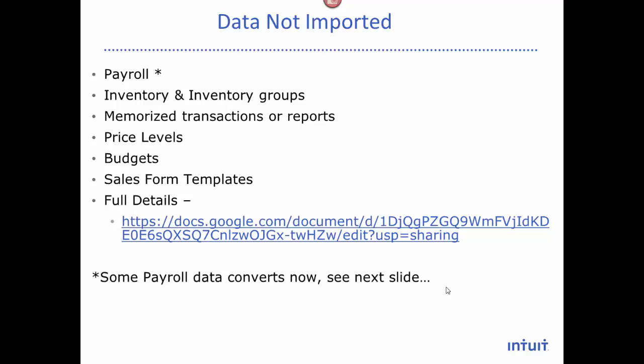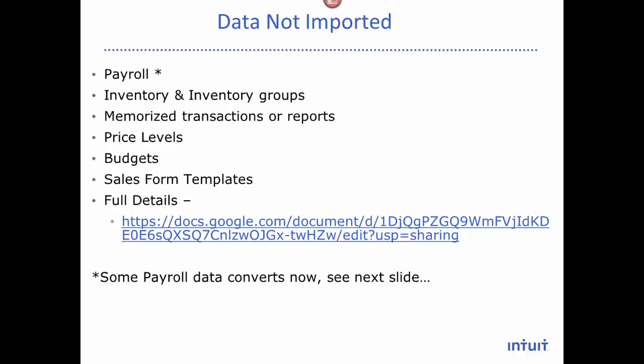Memorized transactions and reports do not convert, at least at this time. Price levels, there aren't any price levels in QBO anyway. They're actually not imported. Sorry, the price level list is not imported. Budgets are not imported. You can create them in QBO Plus though, post-conversion. Sales form templates do not at this time convert.